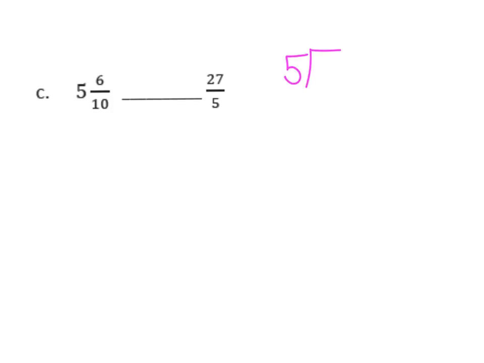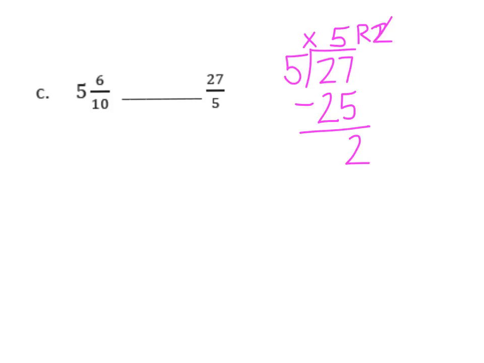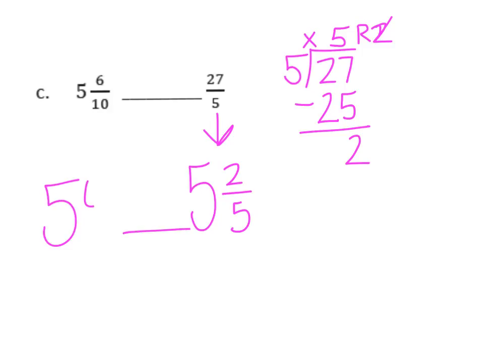So I know that 5 goes into 27 5 times. 5 times 5 is 25. When I subtract, I'm left with 2. 2 is less than 5. There's nothing to bring down, so my remainder is going to be 2. That means that my mixed number is going to be 5 2/5. I can rewrite the problem and then compare.